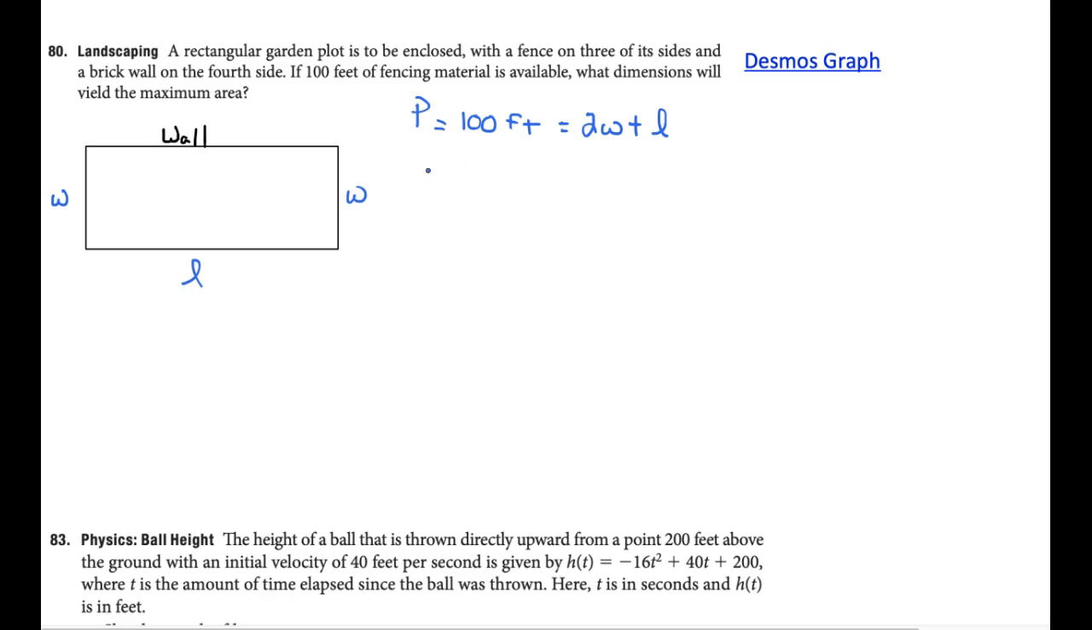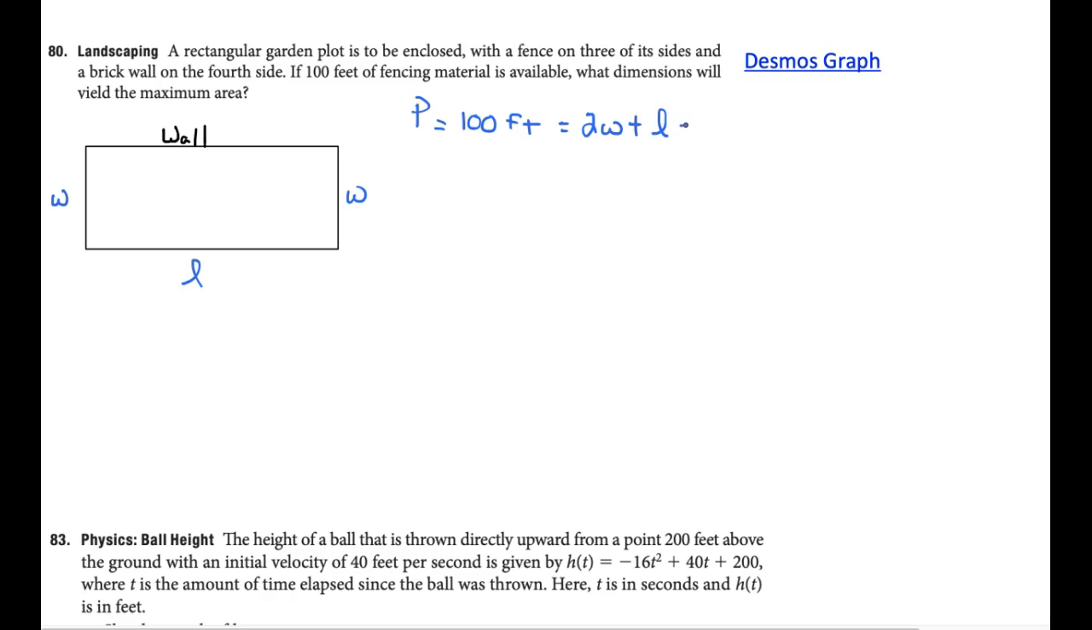All right, so when you have something like this, you have 2 unknowns. You need to have at least 2 equations. So the other equation is the area. So we're trying to find the dimensions that are going to yield a maximum area. So we need to find an area equation, and then it needs to have only one variable. So I'm going to rearrange this to solve for L.